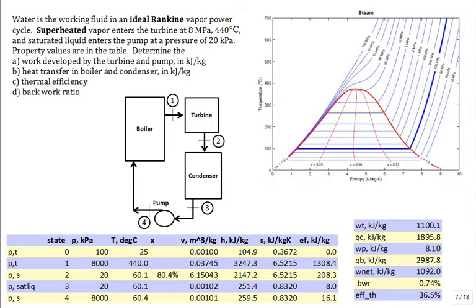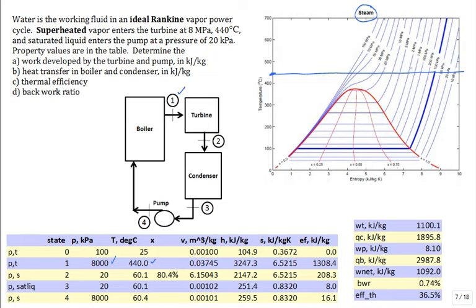Okay. Let's go ahead and plot this on a temperature entropy diagram. Let's go ahead and do that. I didn't show those points out there. But point 1, state 1, has 8 megapascal and 440. Well, there's around 440 temperature, so it's somewhere along that line.